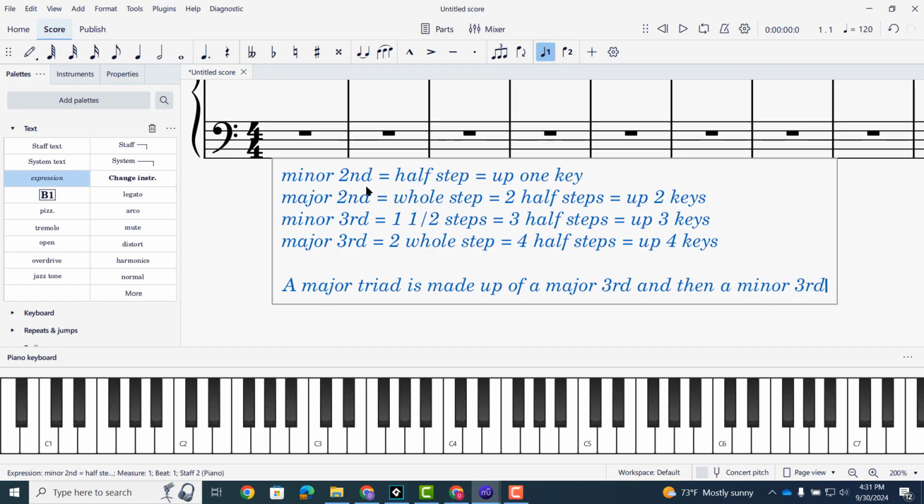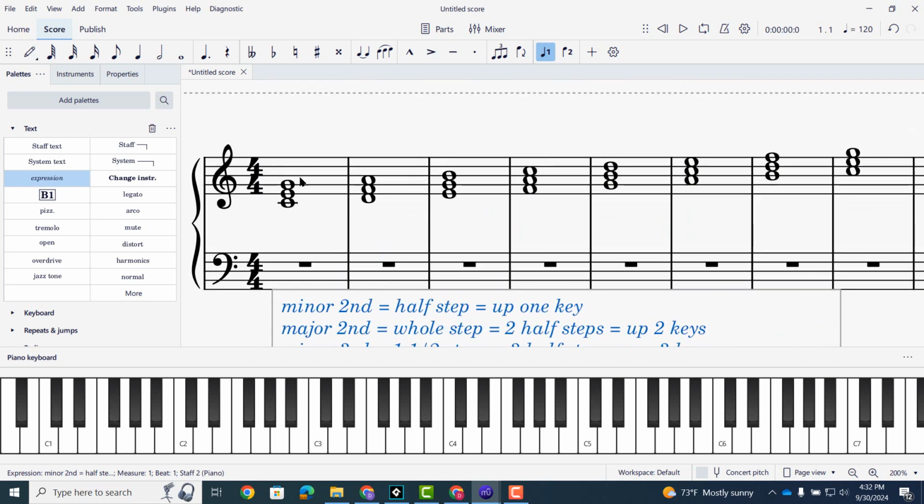Okay. So the first one is a major third because we had to go up 4 keys. 1, 2, 3, 4. And then after that, you go up a minor third. 1, 2, 3. Okay, that's that one there. So that's how we know that that's a major chord.